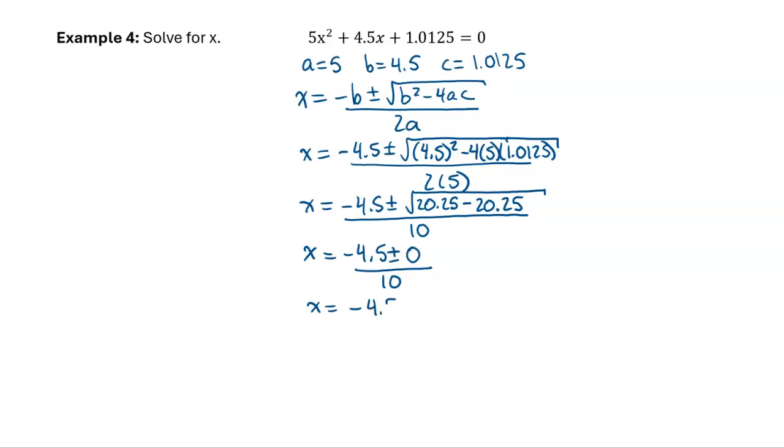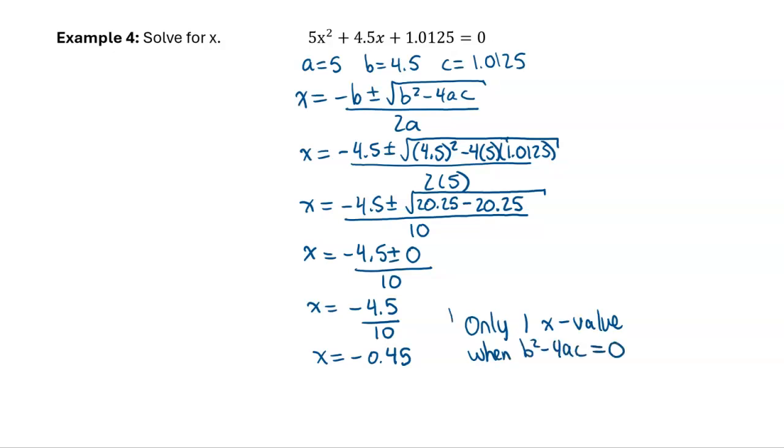We're not adding or subtracting anything to that. So we're dividing it by 10, which gives me x equals negative 0.45. Now this is a unique situation because there's only one x value. There is only one x value. And so that's the case when we have the b squared minus 4ac value being equal to 0.